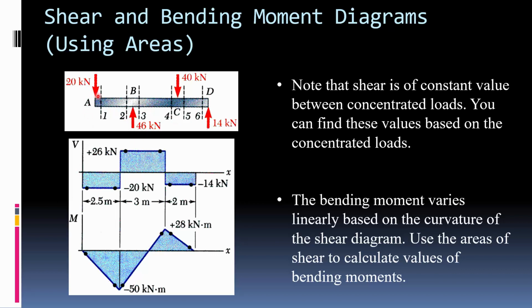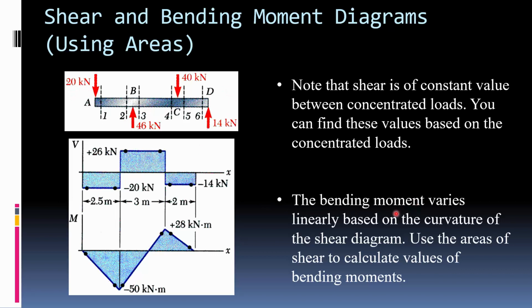Okay. So if we cut it right here at point 1, if there's 20 going down, there's going to have to be 20 going up. And remember, that is going to be a negative. So we have negative 20 coming down until we hit this next point, swap up to hit that point, and so on, right? And so we can find these values based on the concentrated load. So these are pretty straightforward to find.